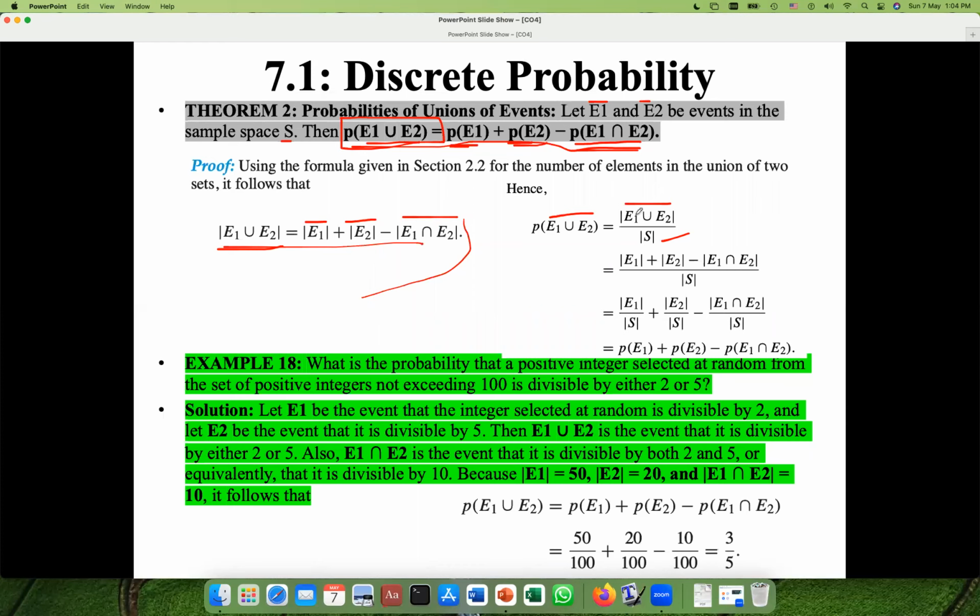And then what? E1 union E2. Now we are using E1 union E2 to expand this one. We are using this fact which is available in chapter section 2.2. And we can write this thing which is equal to that one. And here you are writing size of E1 plus size of E2 and their subtraction, and the subtraction of the intersection, given space.